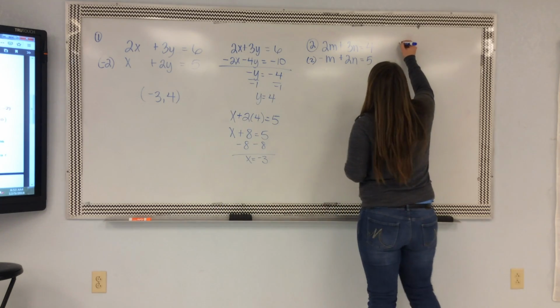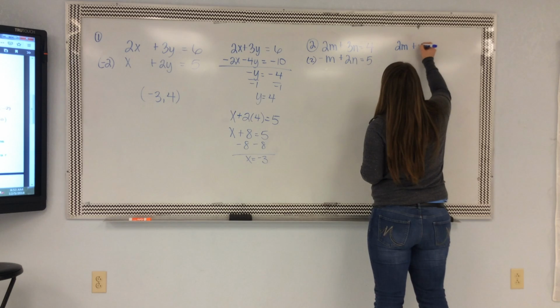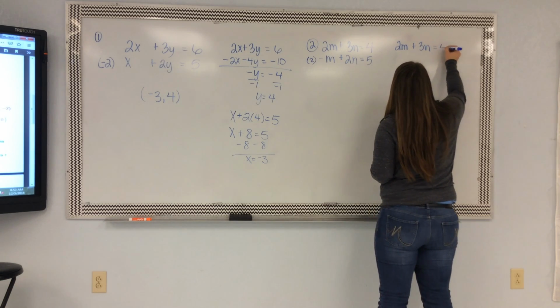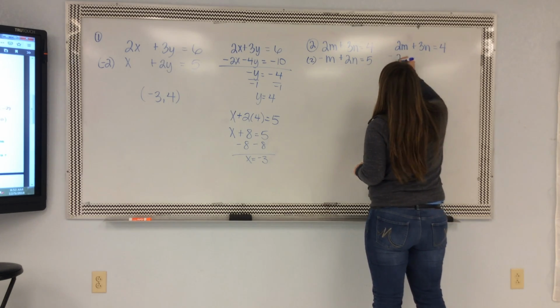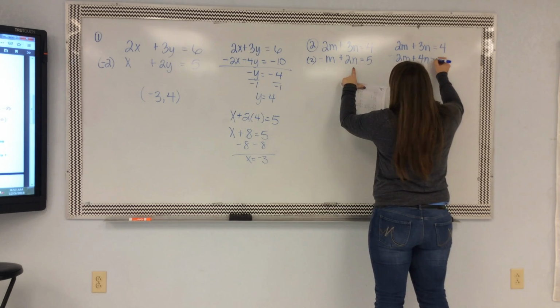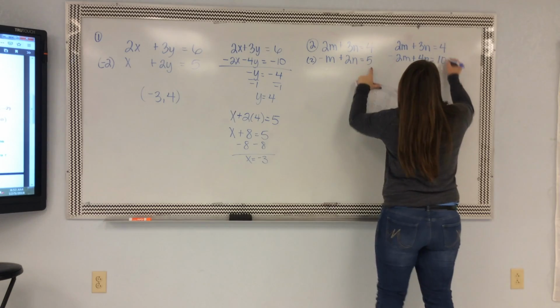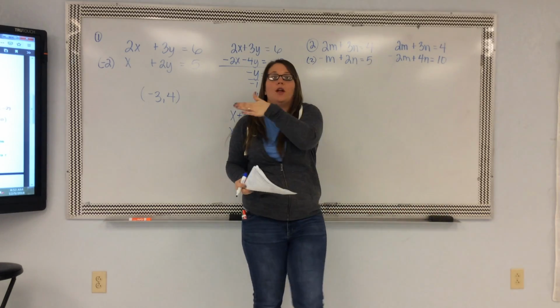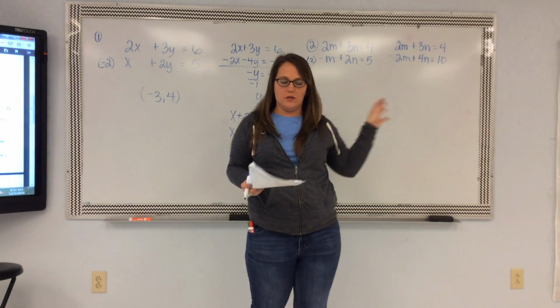So when I do that, my new problem becomes 2m plus 3n equals 4. And this becomes negative 2m, and then 2 times 2n is plus 4n, is equal to 2 times 5, which is 10. Make sure you distribute it all the way through. If you do it to one part, you have to do it to all the parts.